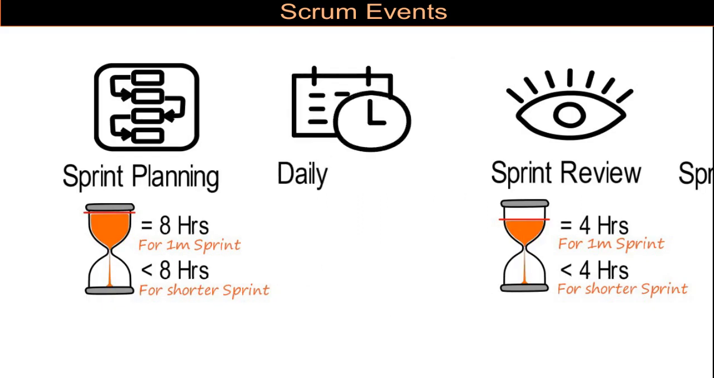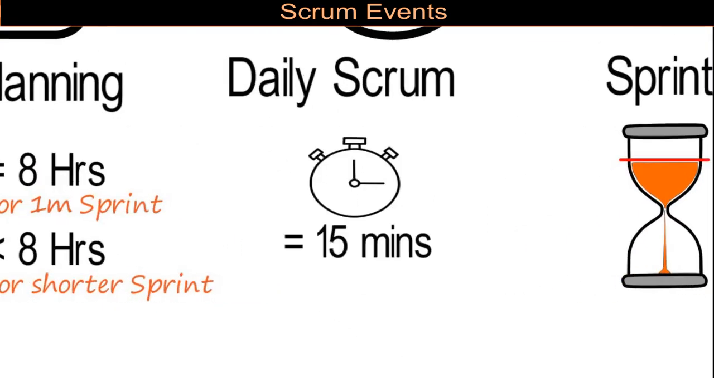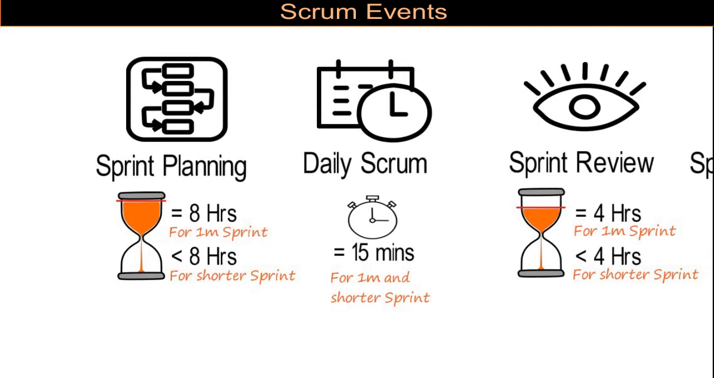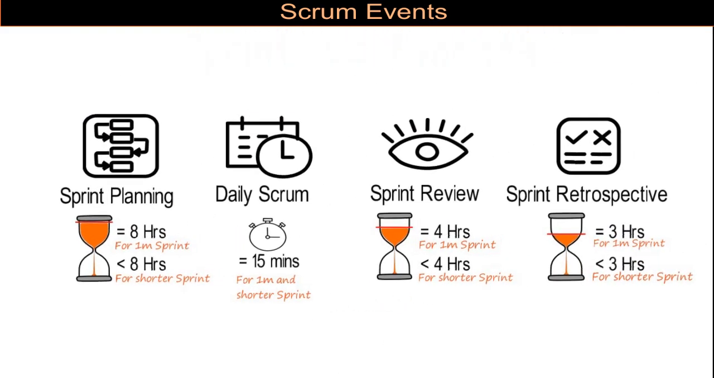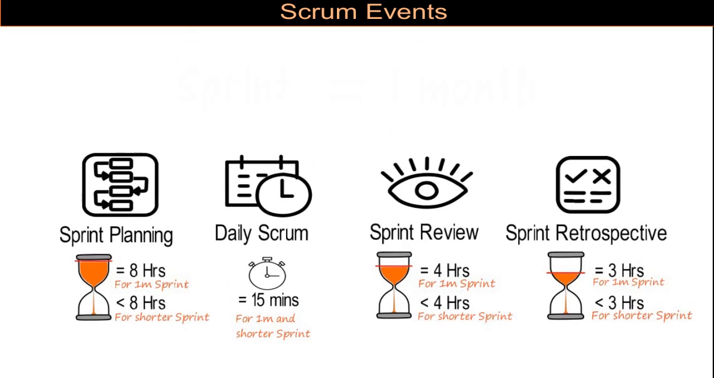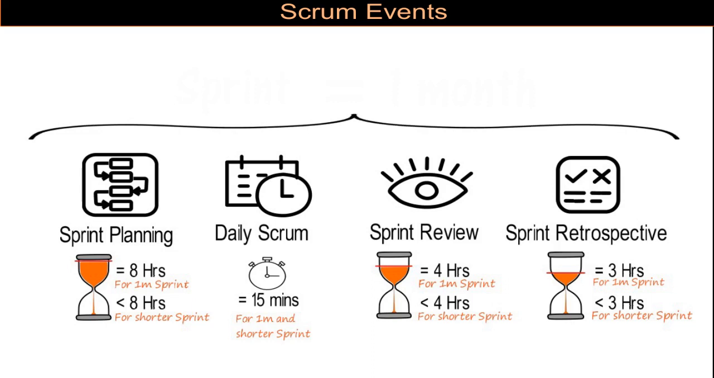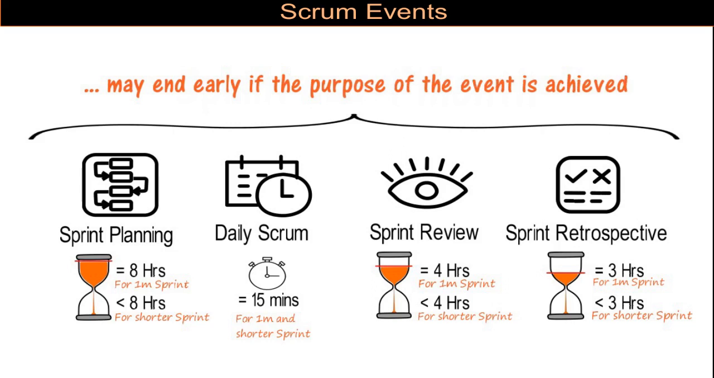However, daily Scrum is always limited to 15 minutes every day, no matter if the sprint is of 1 month or less than 1 month. Daily Scrum is a 15 minute time-boxed event for any duration of the sprint. So, we have seen the not-to-exceed time limits for all the events. You may ask, can we finish the event early? Except the sprint, all remaining events such as sprint planning, daily Scrum, sprint review, and sprint retrospective may finish earlier than the predefined duration if the purpose of the event is achieved.